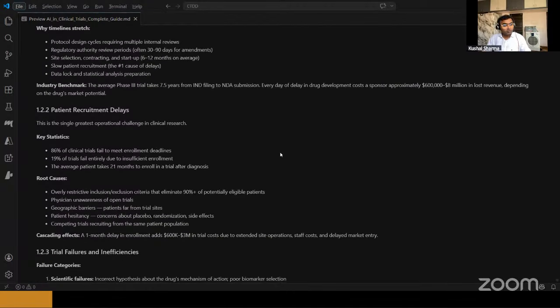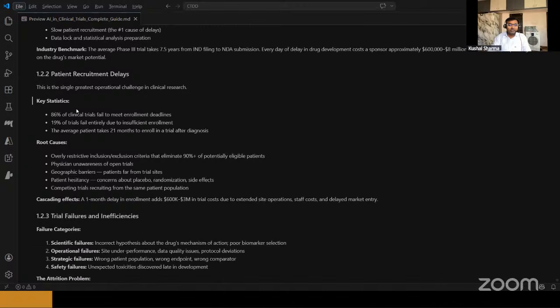So patient recruitment delays. This is a single greatest operational challenge in clinical trial. Key statistics, you can see 86% of the trials fail to meet enrollment deadlines. 19% of the trials fail entirely due to insufficient enrollment. The average patient takes 21 months to enroll in a trial after diagnosis.